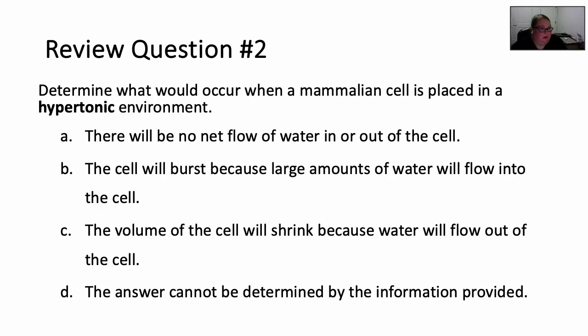Okay, so review question number 2. I want you to answer this. Determine which would occur when a mammalian or animal cell is placed in a hypertonic environment. A, there will be no net flow of water in or out of the cell. B, the cell will burst because large amounts of water will flow into the cell. C, the volume of the cell will shrink because water will flow out of the cell. Or D, the answer cannot be determined by the information provided. Okay, so take a minute, pause the video, and see if you can find the answer.